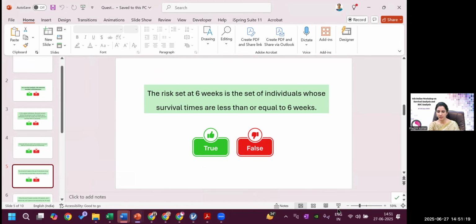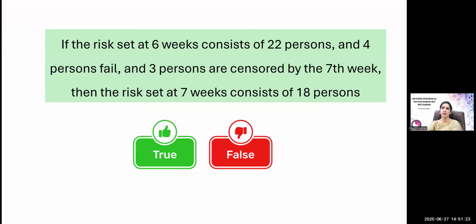Again, let me see any other question related to risk set. Okay, so if this is a question, you can take your time in answering this question and you can recall that image. I will again show that. If the risk set at 6 weeks consists of, you can write it down.